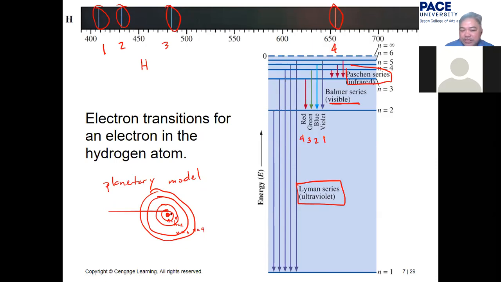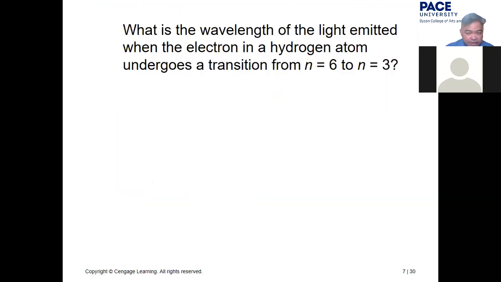And if you move, let's say, from n equals 1 to n equals 2, that's where you absorb energy. And if you move from n equals 4 to n equals 1, then that means you're going to emit energy. So that's the explanation that it has. And we can have a calculation here to observe where you are going to observe this line.